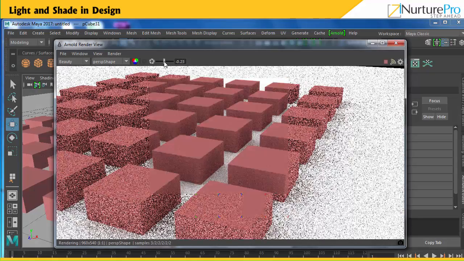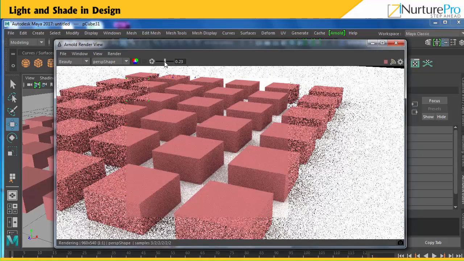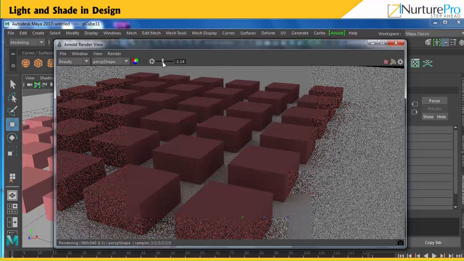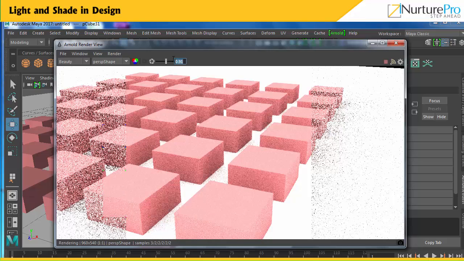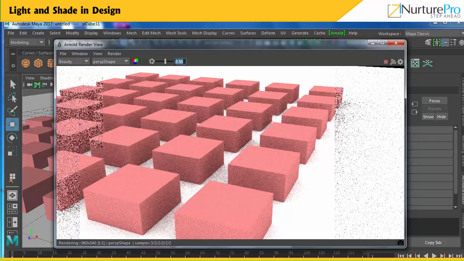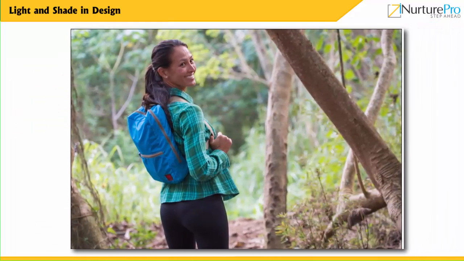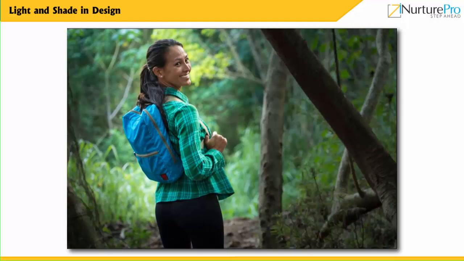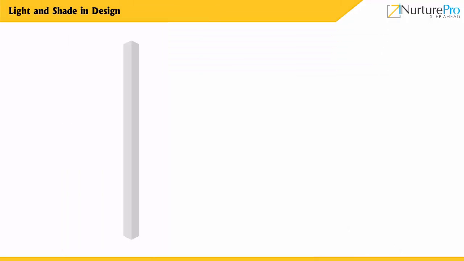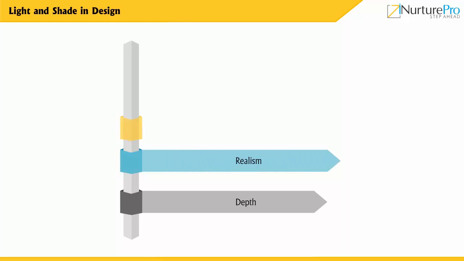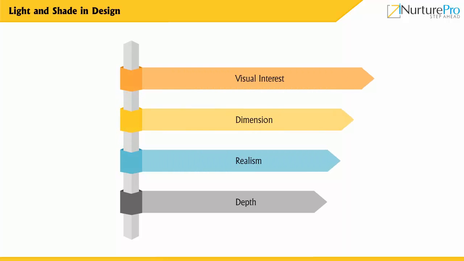By adding light and shadow into the designs, we can bridge the gap between paper and reality, giving a 2D object a 3D appearance. In this video, we will discuss some of the elements of light and shade. Light and shadow can add attributes such as depth, realism, dimension, and visual interest to the designs.